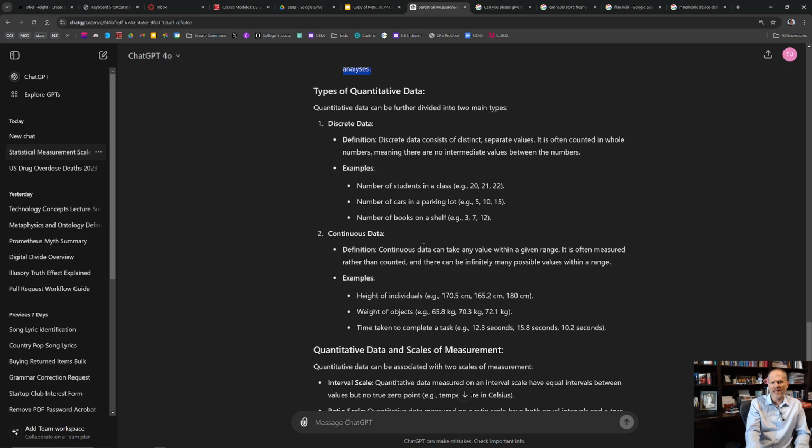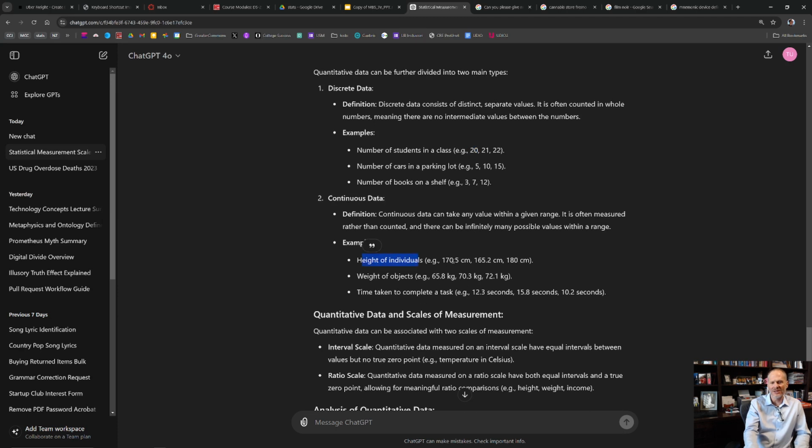And types of quantitative data, we have discrete data and we have continuous data, right? So discrete is going to be like number of students in a class. You're not going to have 20.2 students in a class. It's discrete, right? Or the number of cars in a parking lot, or the number of books on a shelf. And continuous data is going to be like the height of individuals, right? It's like a continuous spectrum. You could be anywhere from 0 to however high. Or the weight of objects, a continuum from 0 up to some weight, with all the little fractions and decimal points between.